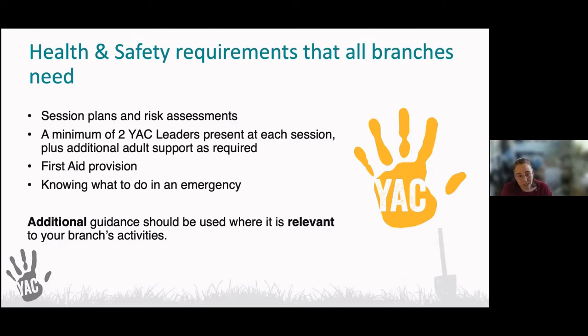And we do say in the toolkit as well that if you require additional training, to contact Joe and Rachel at YAC HQ and see what can be done. You need a minimum of 2 YAC leaders present at each session, plus additional adult support as required. And I believe the ratio is 1 to 8 according to your safeguarding. I'm looking at Joe there just to clarify. Yes. Yeah.